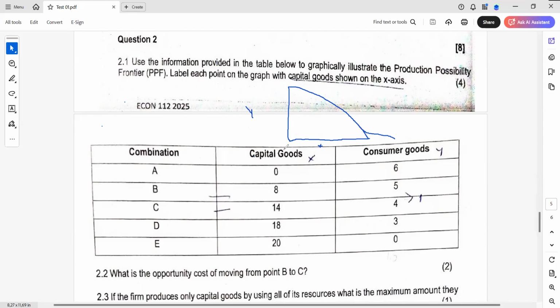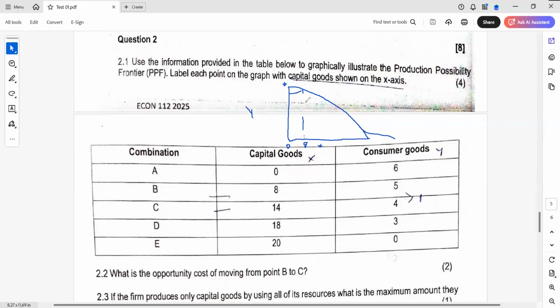So if the capital goods are 0, 0 is here. The consumer goods are 6, so 6 would be here. And then if capital goods are 8, so 8 will be here. The consumer goods are 5. Then I just try to make a straight line here, like that. So it's going to be somewhere here.